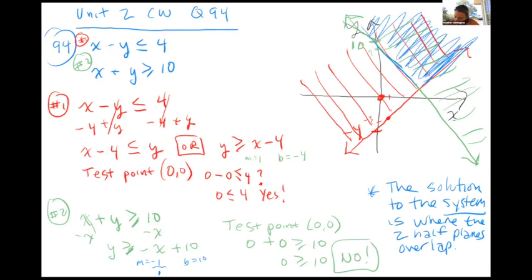Okay, so what I'm shading in blue is our solution set. I'll put that in black. Let's see if I can make it bigger. Nope. There we go. Solution.